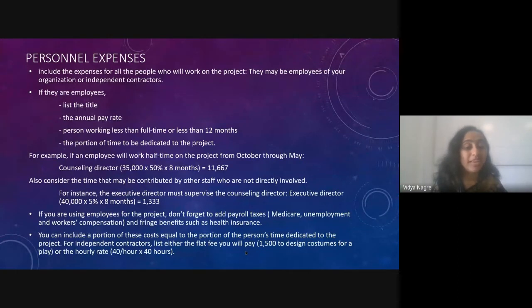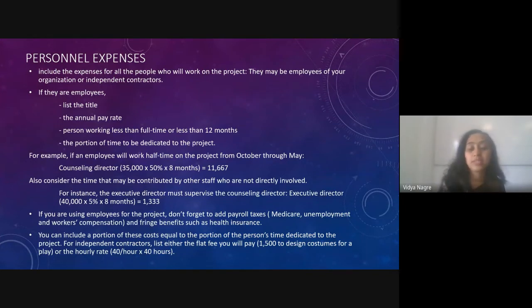Also consider the time that may be contributed by other staff who are not directly involved. For example, the executive director must supervise the counseling director. So the executive director's salary is 40,000 divided by 5% and multiplied by 8 months. So the overall will be 1,333.